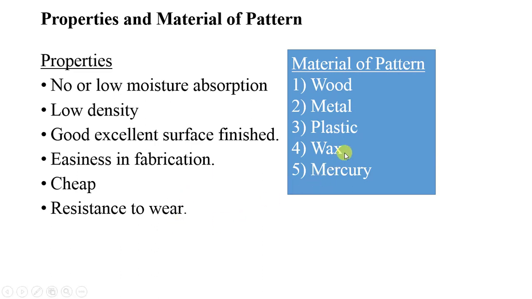Another is wax. In wax, it is a soft material and a complex shape of a pattern can be produced. So it is used for a number of patterns, so at a time you can fix more number of patterns. Then comes the removal of wax from the sand casting.